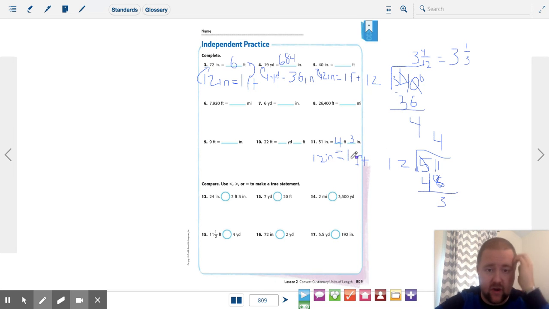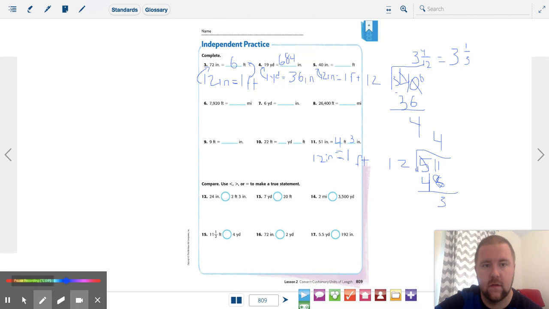Okay, so again, if there are 2 lines like in numbers 10 or 11, you put your answer on one line and your remainder goes on the other line. If there's not 2 lines, you need to write your answer as a mixed number.